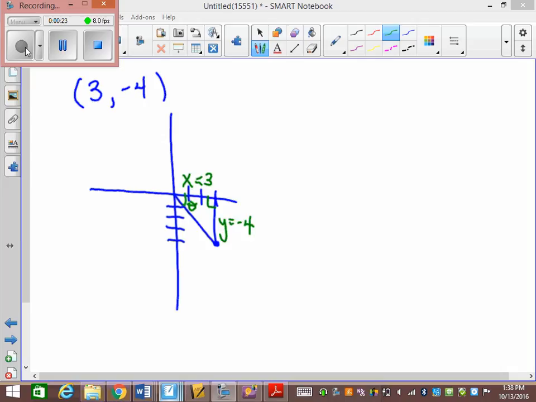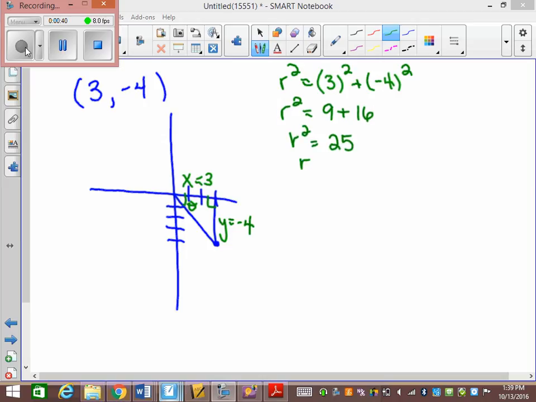We can find our r squared by x squared plus y squared. r squared equals 9 plus 16, so r squared equals 25. So r equals 5. And it's going to be positive because it's the radius. So this one works out nice.